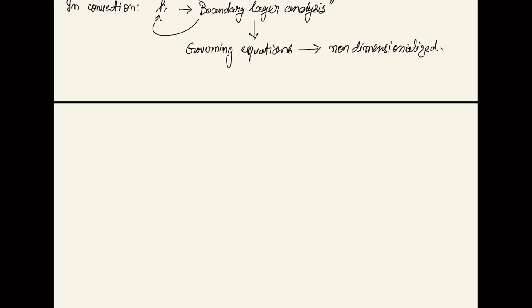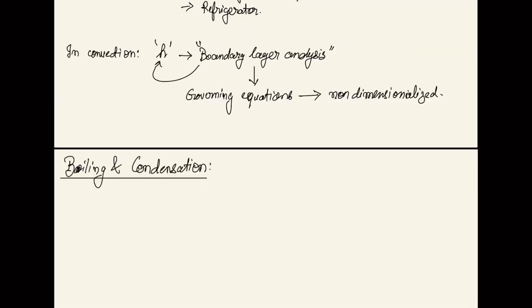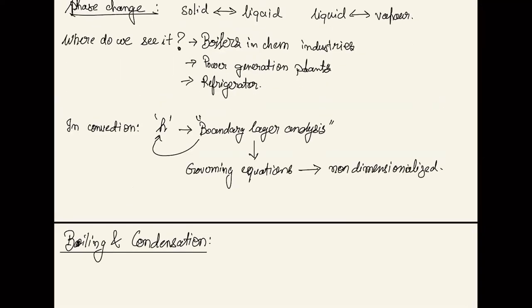So here also, in boiling and condensation, now we'll be working on similar lines. So let's start. Boiling and condensation are again phenomena which involve convective heat transfer, or they are convective in nature. So first point is it's convective.